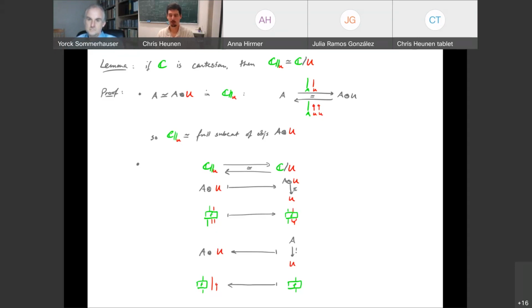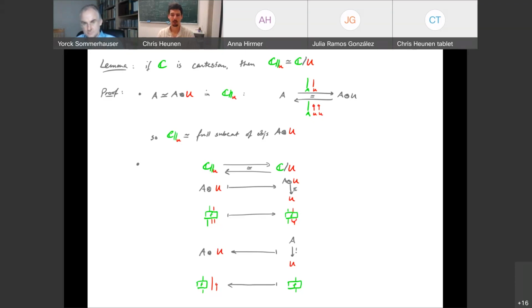And we can also build a map like that, that just plain forgets both of the copies of U. And if you work out what the composition in the small category is, and what the identity in the small category is, you'll find that both compositions, both ways around, are equal to the identity. So in the small categories, it doesn't matter if you tensor with U, you will stay isomorphic to where you started. So that means that C restrict U, the small category, is equivalent to the full subcategory of the big category C, where I only consider the objects of the form A tensor U.